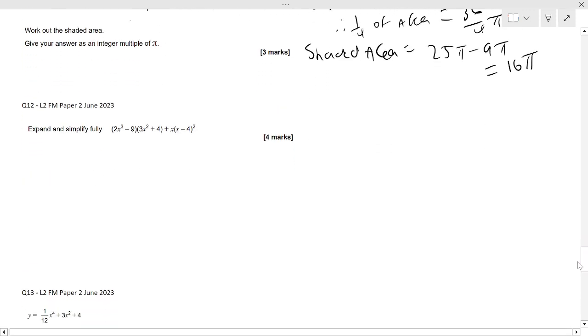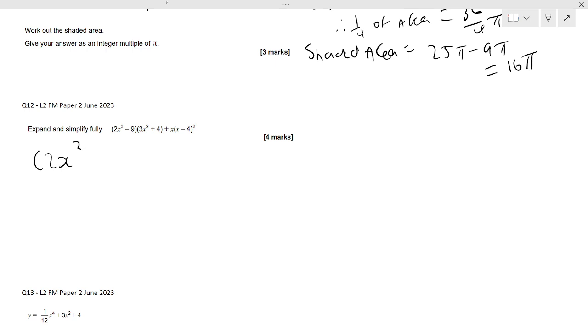Question 12, expand and simplify. So again, this is just another exercise. They love testing this, but hopefully you should be able to do it. So again, let's work with this bracket first. 2x cubed minus 9 times 3x squared plus 4. Again, use FOIL or whatever, but this is going to be 2x cubed times 3x squared. Well, that's going to be 6x to the 5, isn't it? Because we're going to add the powers, right? x cubed times x squared would be x to the 5.